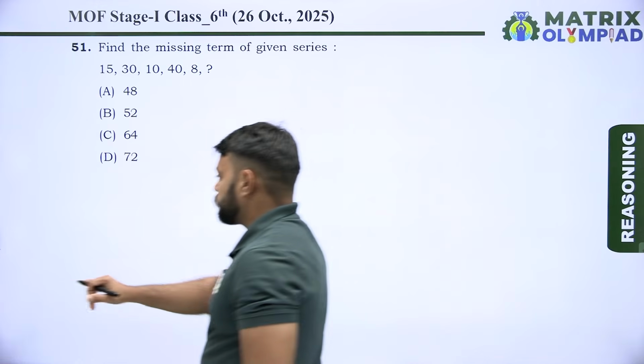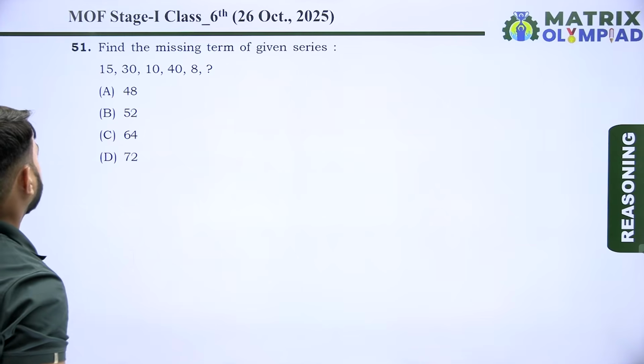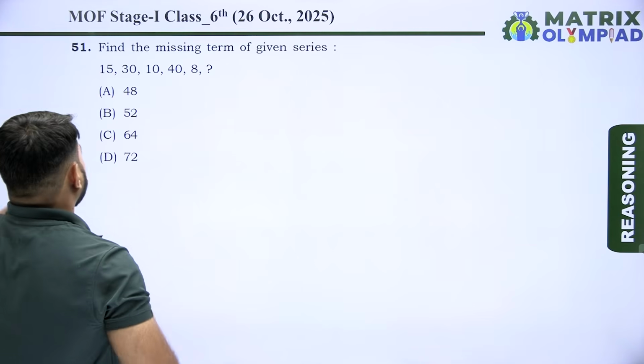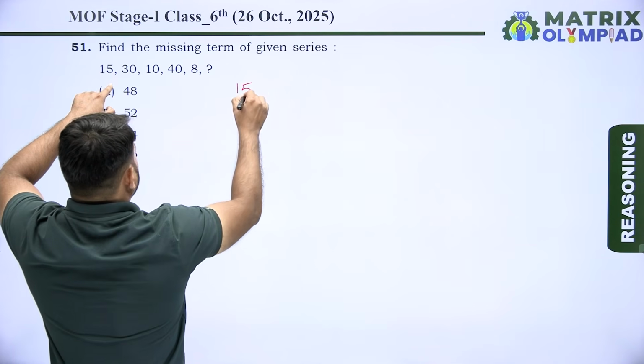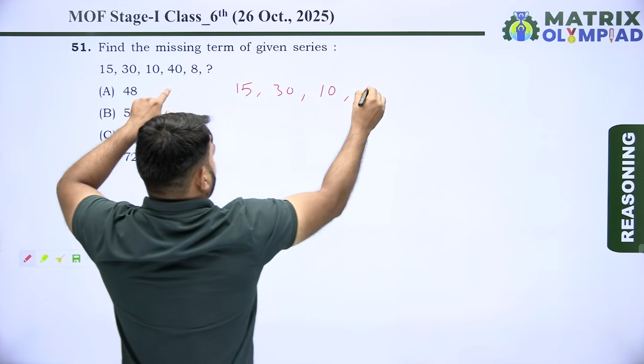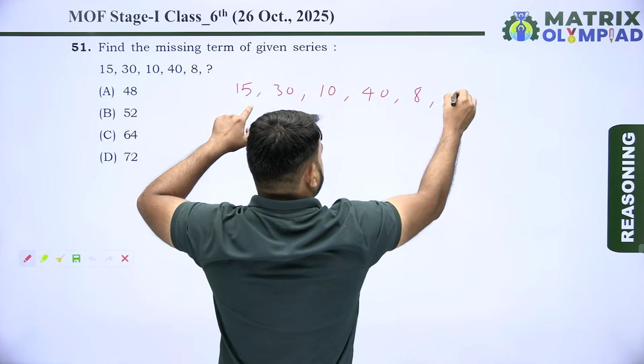So let's get started. So now here question number 51. Find the missing term of given series. So series is 15, 30, 10, 40, 8. After 8 next number is missing.